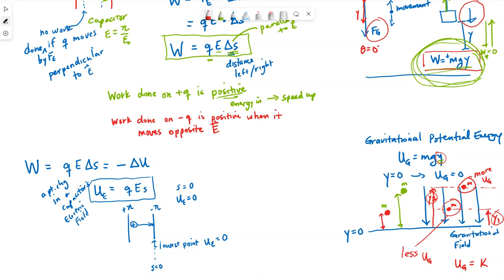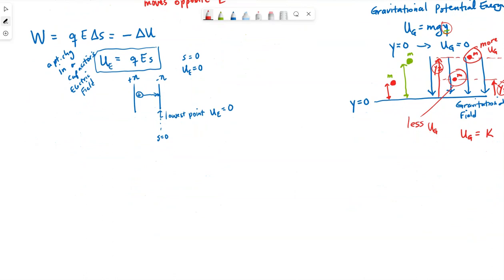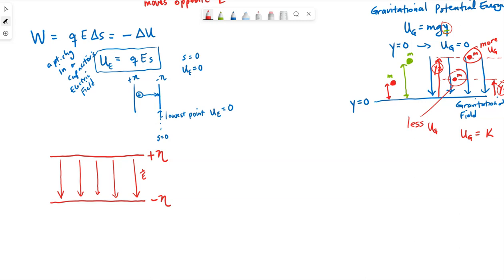Okay, let's come back to our capacitor here for a second. I'm going to draw my capacitor differently. I'm going to draw my capacitor so that my plates are horizontal with the positive plate on top and the negative plate on bottom. The electric field between these two plates will point from positive to negative, and it will be uniform. And this is the electric field in here.